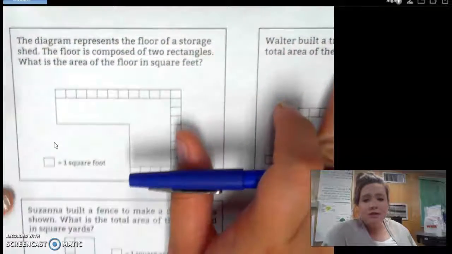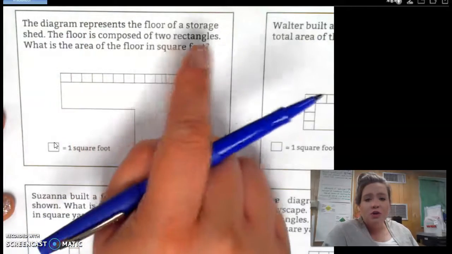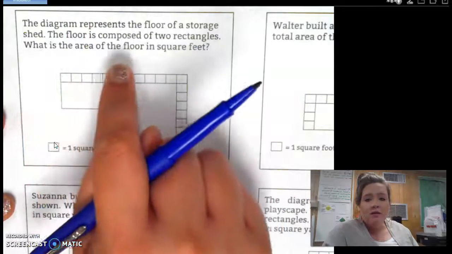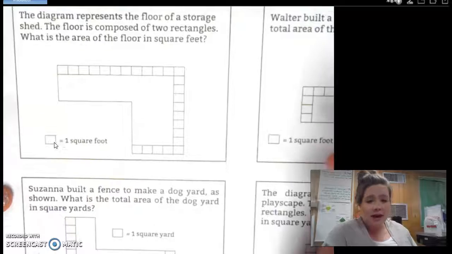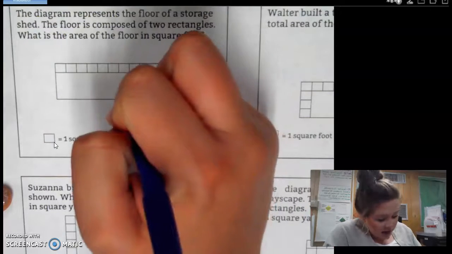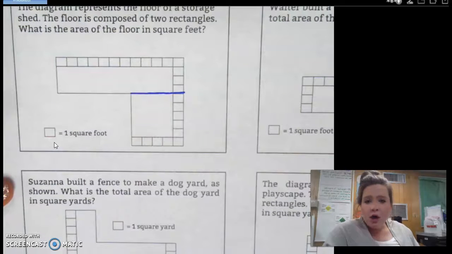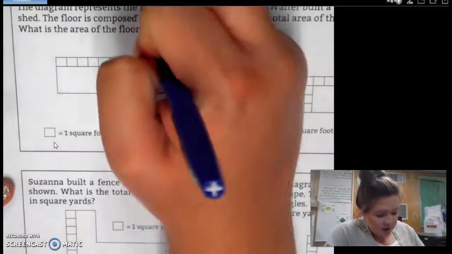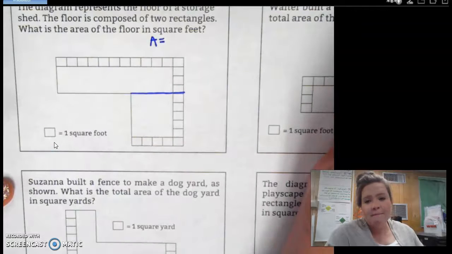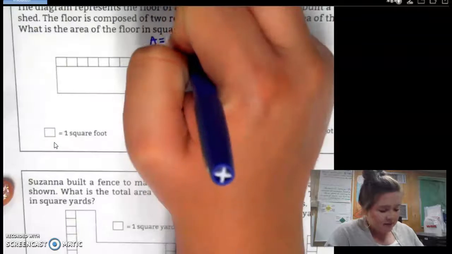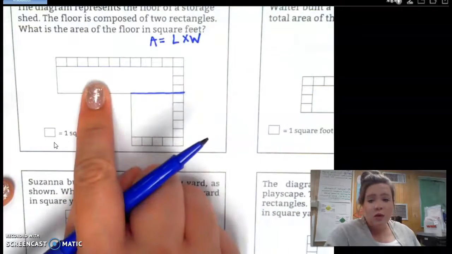All right, the diagram represents the floor of a storage shed. The floor is composed of two rectangles. What is the area of the floor in square feet? All right, we have two rectangles. So I'm going to go ahead and divide my shape right there. All right, so now, who remembers what the formula is to find area? Area equals what? Good. Area equals length times width. So I'm going to find the length and the width of this one.